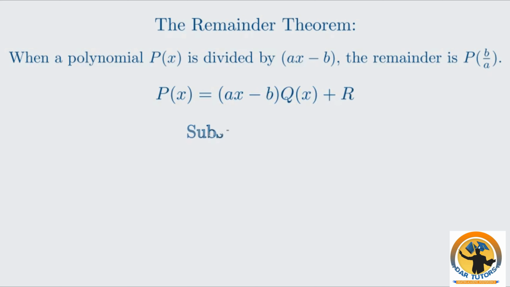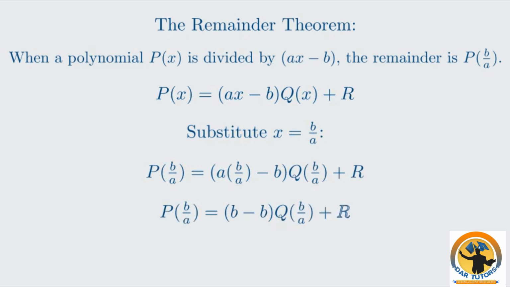Now let's substitute x equals b over a into this equation. The term ax minus b becomes a times b over a minus b, which is just b minus b, or 0. So the entire first term vanishes, and we are left with p of b over a equals r. This is a powerful shortcut.